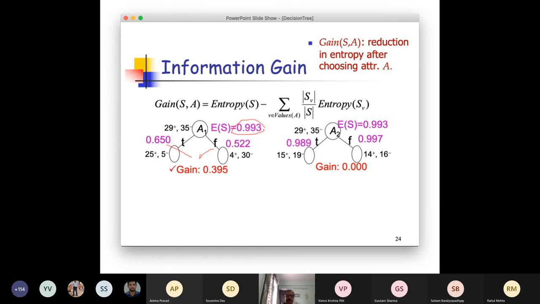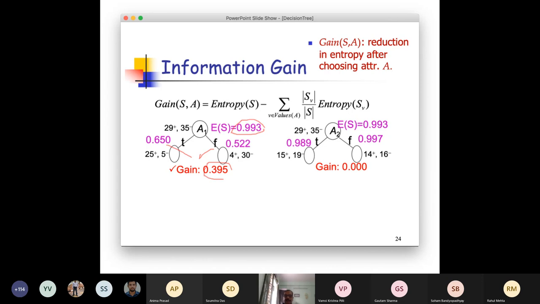Like the weights would be 25 by... this is 30. There are 30 samples, so the weight should be 30 by 64, and this weight should be 34 by 64. Right? 30 by 64 into this, 34 by 64 into this, plus then you will get whatever value you get. That value is less by 0.395 than this value. So that is the gain.